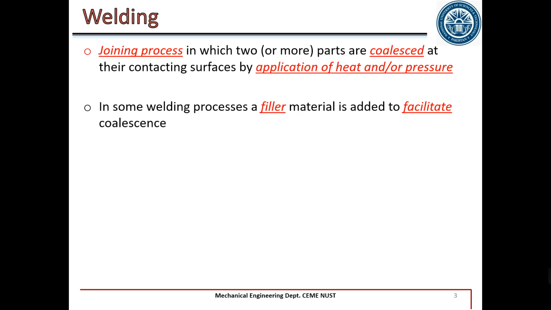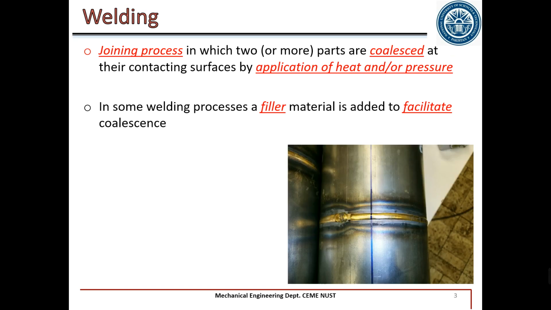Welding is the joining process in which two or more parts are coalesced at their contacting surface by application of heat or pressure or both of them. In some of the welding processes, we add filler material, and in others we don't add filler material. How we differentiate between these processes, I will explain in the next slide.